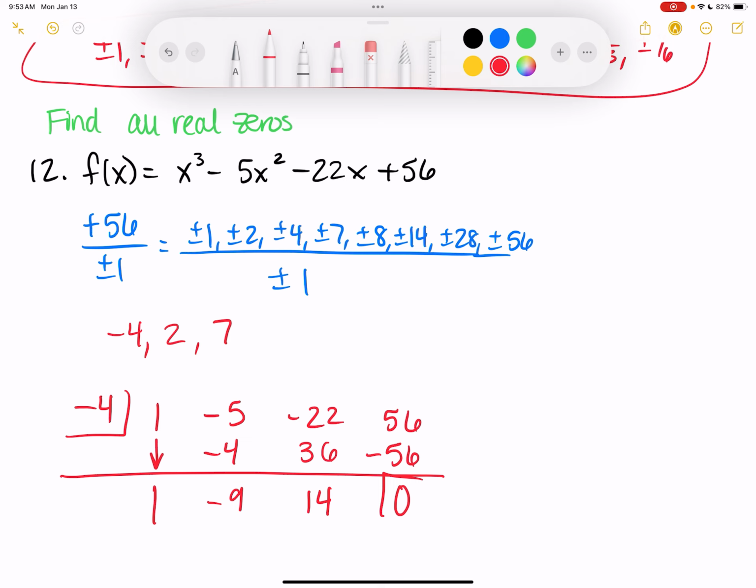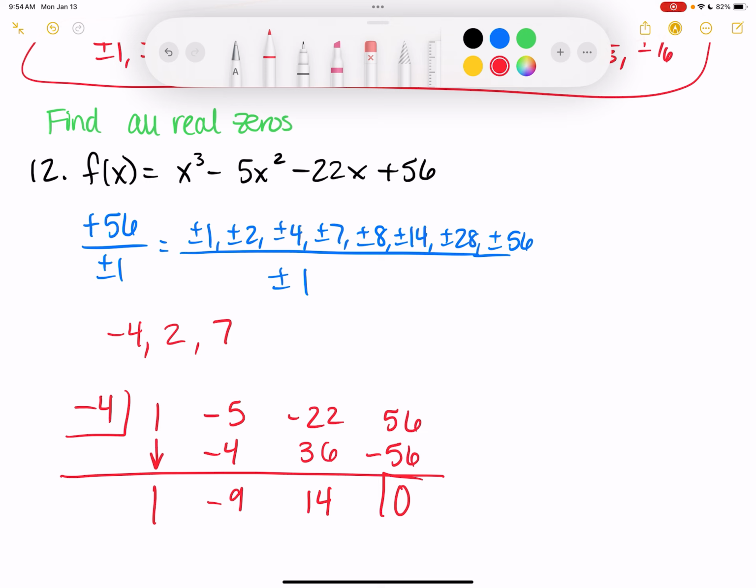I don't know what we did. Okay, so you bring down the 1, multiply it by -4, and that went right here. Then I subtracted 5. You're just adding in the columns, but it's subtracting. So I got -9, multiplied by -4, got a positive 36, minus 22 gives me 14. And 14 times -4 is -56, plus 56 is 0.